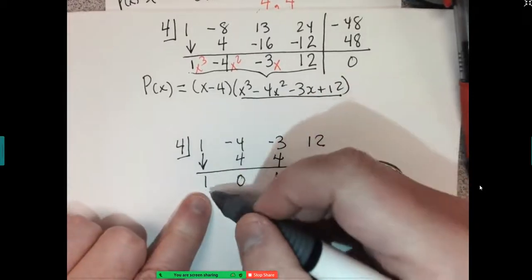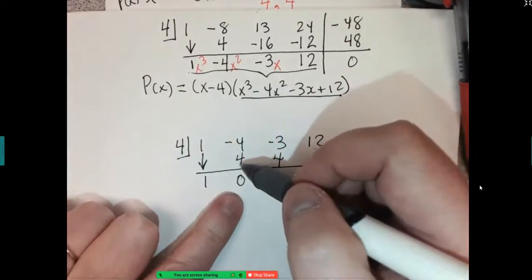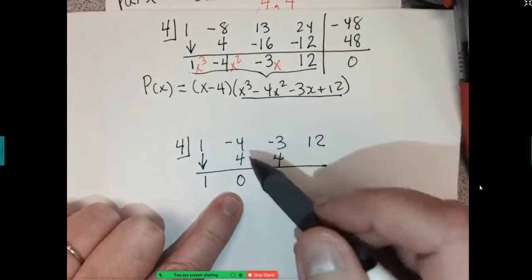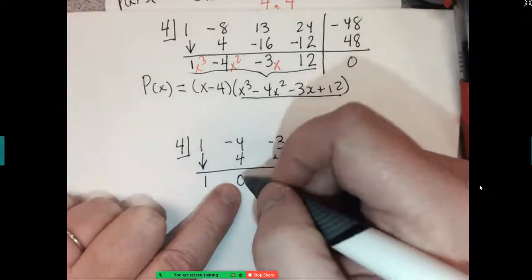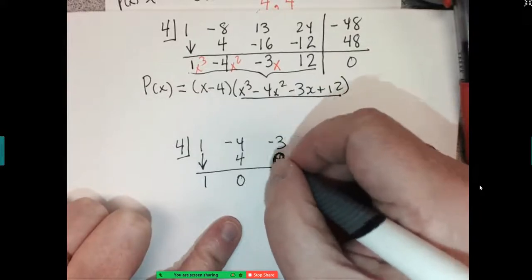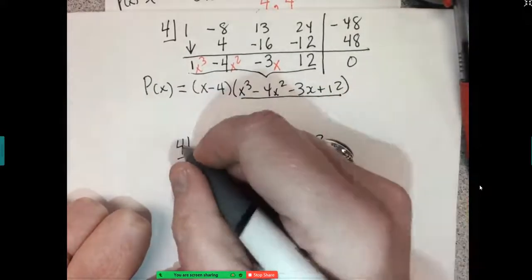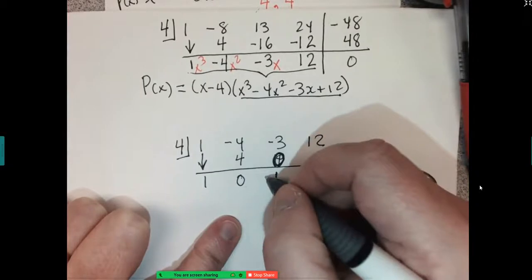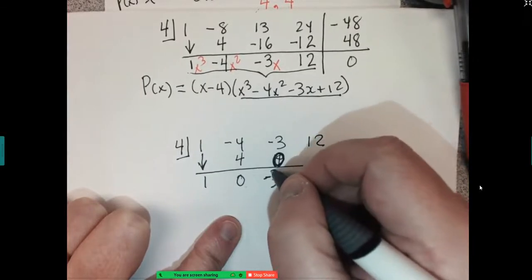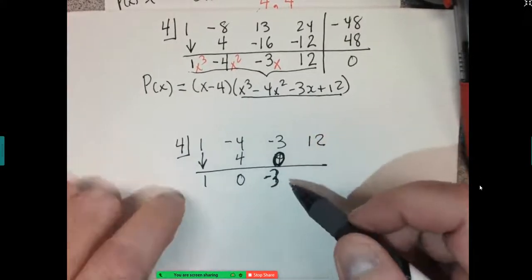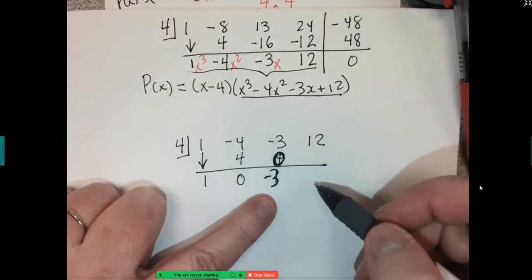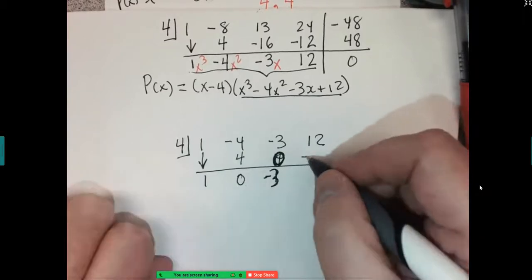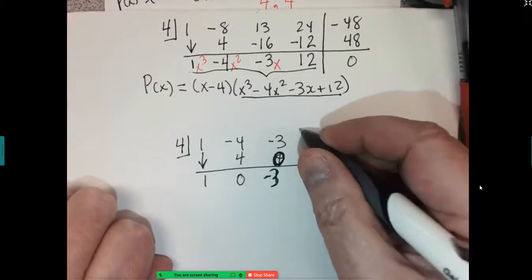Okay, no, I've made a mistake somewhere. 1 times 4 is 4. And then I add, I get 0. Oh, 0 times 4 is 0, my bad. 0 times the number in the box is 0. And then we add. Get that. I knew I made a mistake because I wouldn't have gotten 0 there. -3 times that is -12. Then we add and get 0.